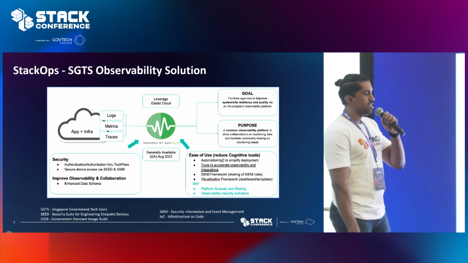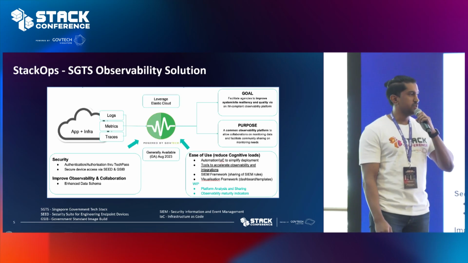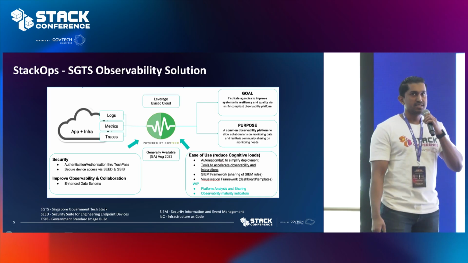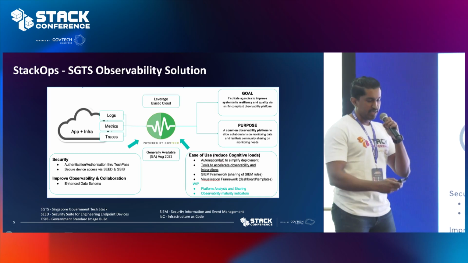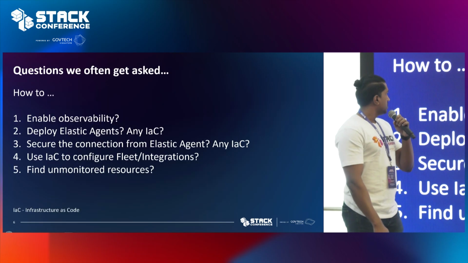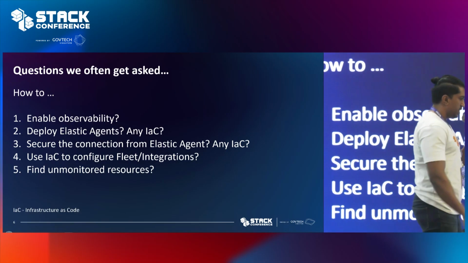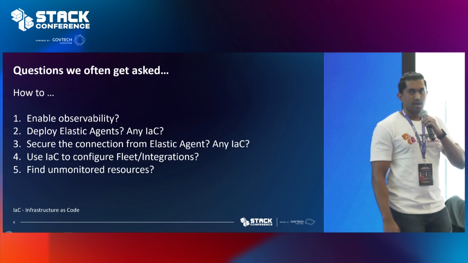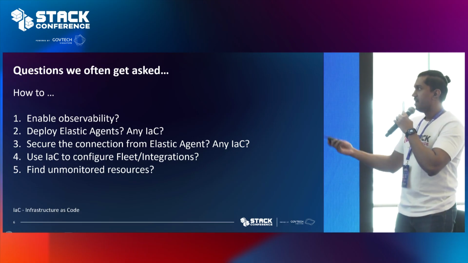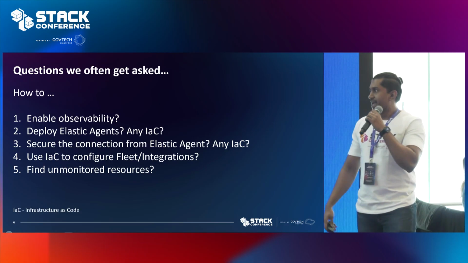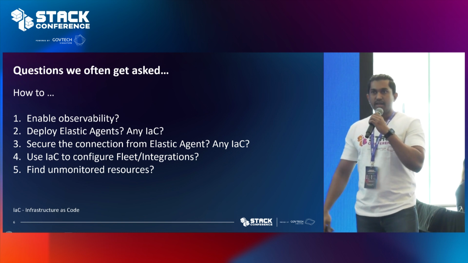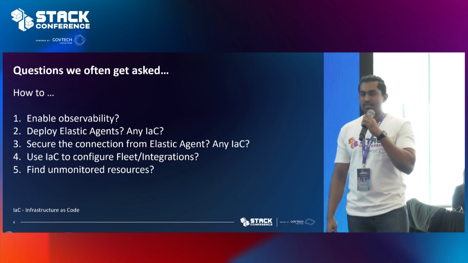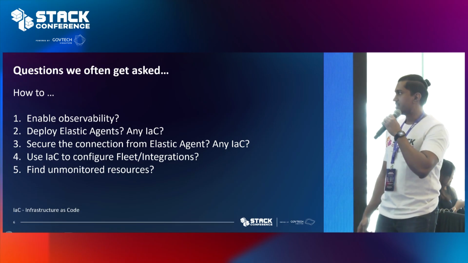We leverage Elastic Cloud in the StackOps solution, and we allow users to collect logs, metrics, and traces and visualize them in a meaningful way. We often get asked some questions by users which are always repeating. The first question is how to enable observability for a cloud environment. Our answer is that they need to use Elastic agents or APM agents.